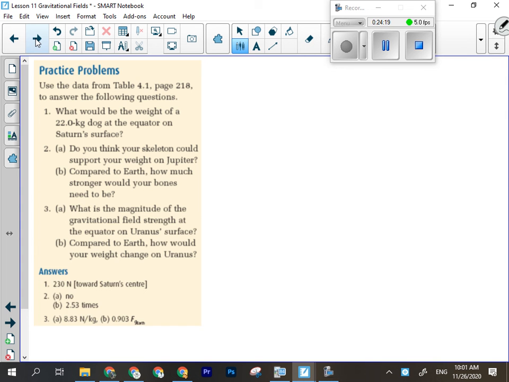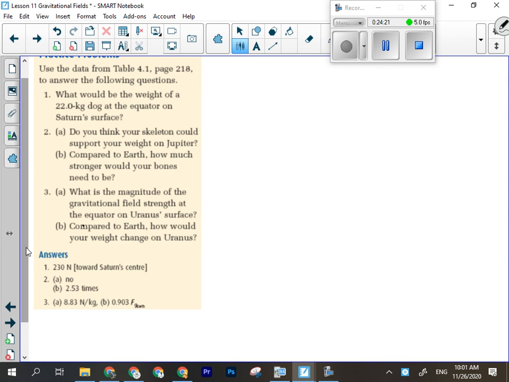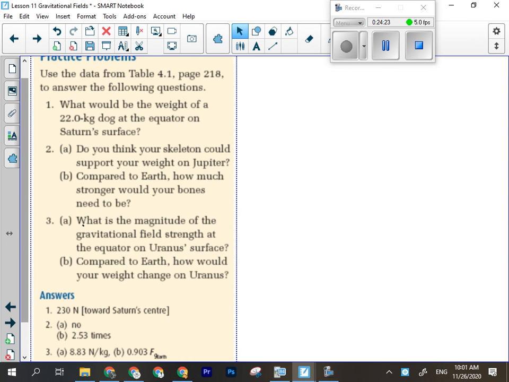Okay, so a couple of these are worth, I think, just talking about rather than actually calculating. Okay, what would be the weight of a 22 kilogram dog at the surface of Saturn at the equator? All right, now we would need obviously the information about Saturn's radius, but here's the thing with Saturn. Saturn's the least dense planet in our solar system. It's very big and it has a large mass, but it's not very dense.